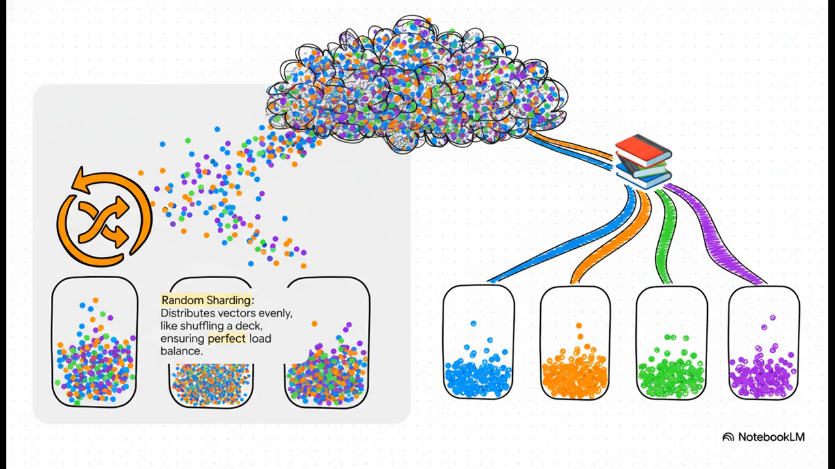On one side, you have random sharding. Think of it like shuffling a deck of cards and dealing them out. On the other side, you have content-based sharding. This is more like organizing a library, where you group all the books about history together in one section.